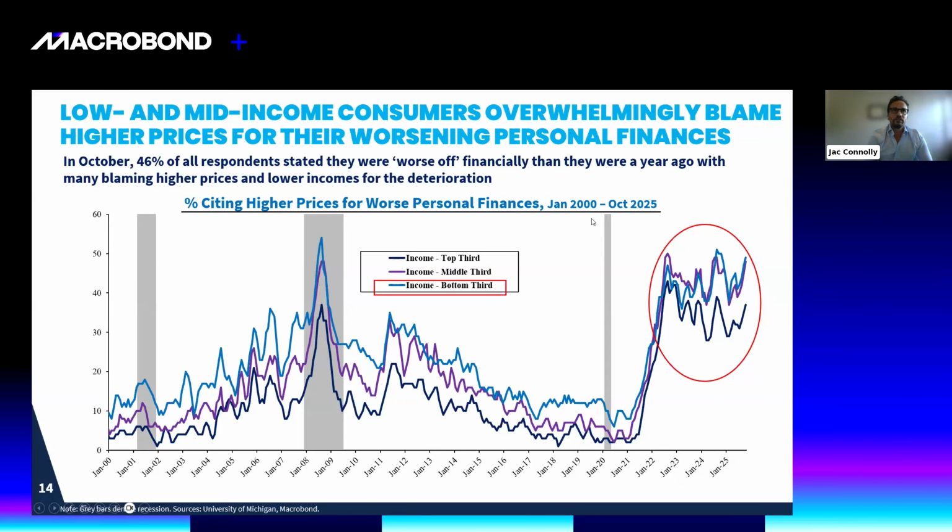When we look at survey data from the University of Michigan, we can see that low and middle income consumers overwhelmingly blame higher prices for their worsening financial conditions. So in October of this year, 46% of all respondents stated that they were worse off financially than they were a year ago. When they cited the reasons, they overwhelmingly blamed higher prices and lower incomes for the deterioration in their financial situation.